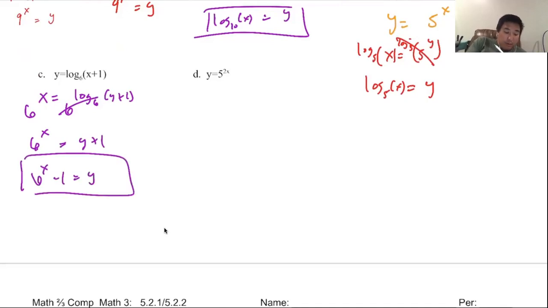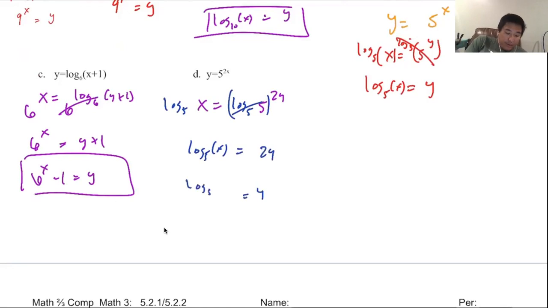2 to the x, so x equals 5 to the 2y. I'm going to use log base 5. Those cancel. Log base 5. So I have log base 5 of x equals 2y divided by 2. y equals log base 5 of x all over 2. So you can do 1/2 log base 5 of x equals y.